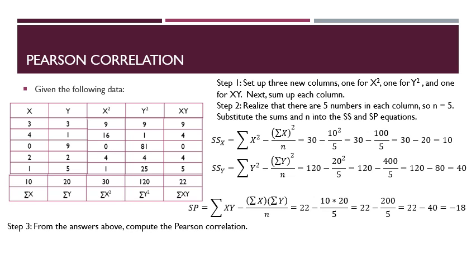From the answers above, you can compute your Pearson correlation. You put in negative 18 for the sum of products. You put in 10 and 40 for your sum of squares for x and y. You should come up with a correlation of negative 0.9.